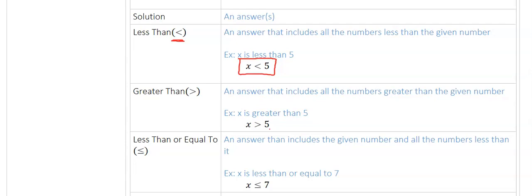Our next inequality symbol is greater than. And this is an answer that includes all numbers greater than the given number. So right here we have x is greater than 5.